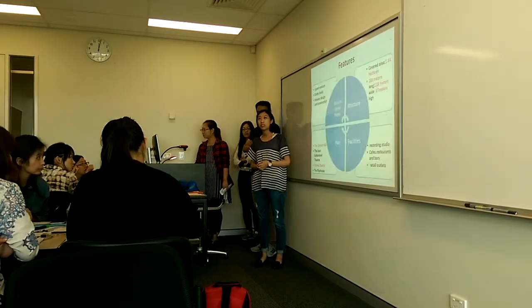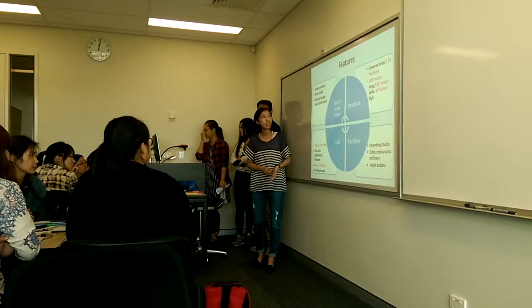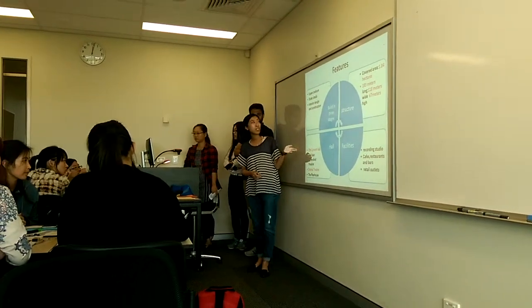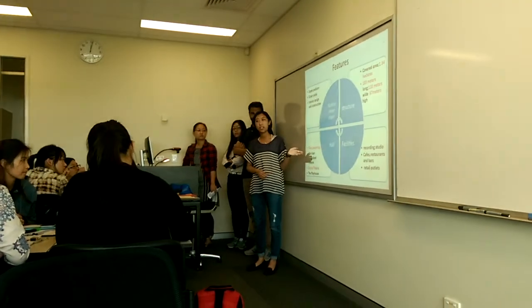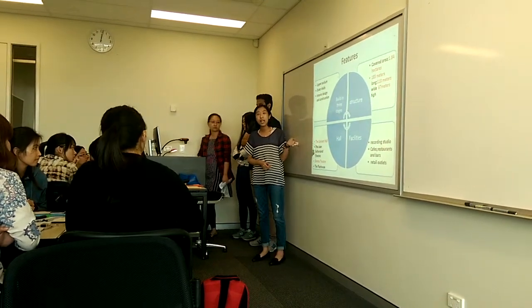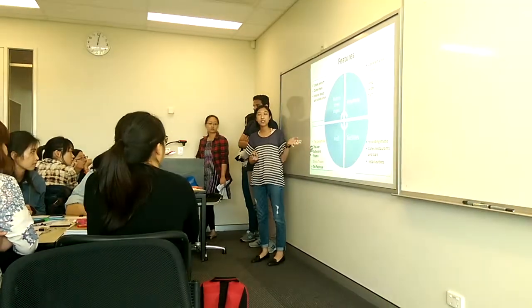I'd like to talk about the features of the Sydney Opera House. There are 4 features in this pie chart. The first feature is the building process. The Sydney Opera House was built in 3 stages. The first stage is to build the upper podiums, and then to build the outer shells. The final stage is to design and construct the interiors.